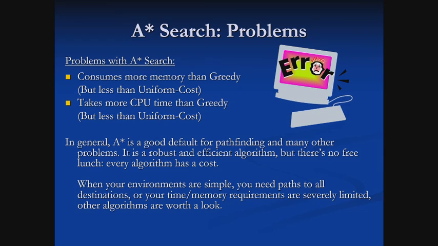In general, A star is a good default for any sort of search algorithm we want. It's going to be fairly efficient, it's going to give us optimal results, and do it reasonably fast. But nothing is free. As we see, it does cost more than greedy best first in both CPU time and memory.